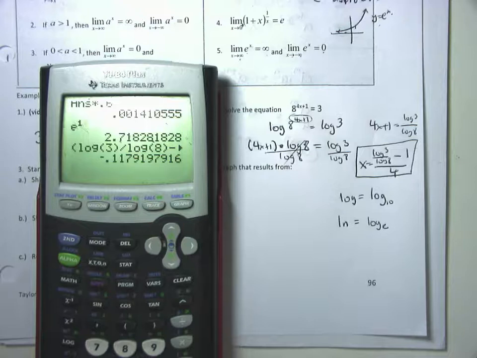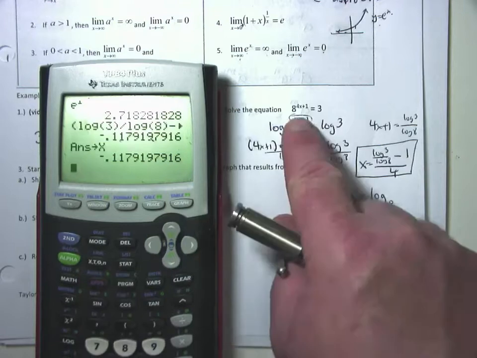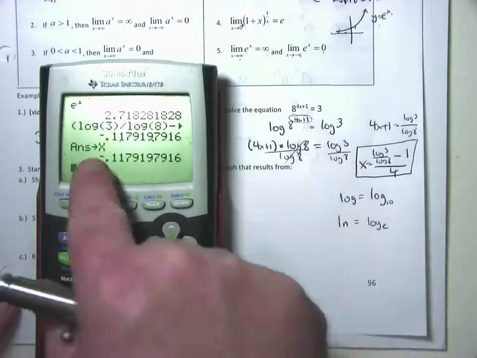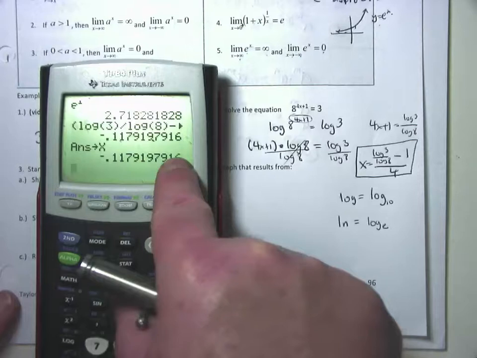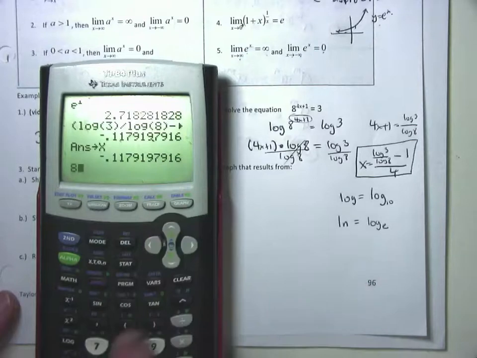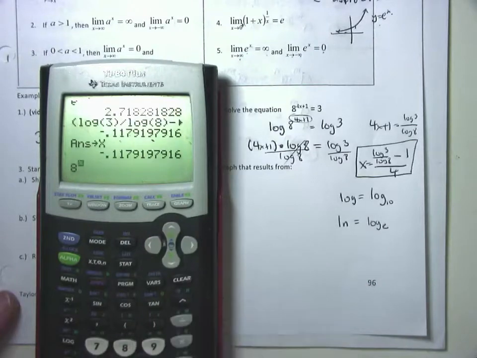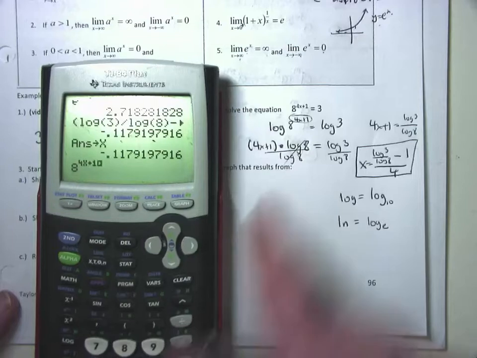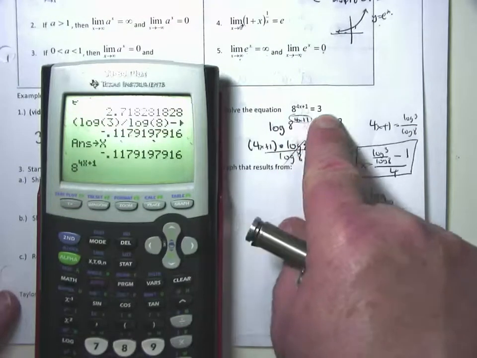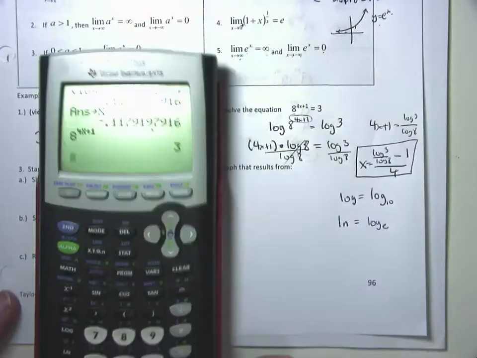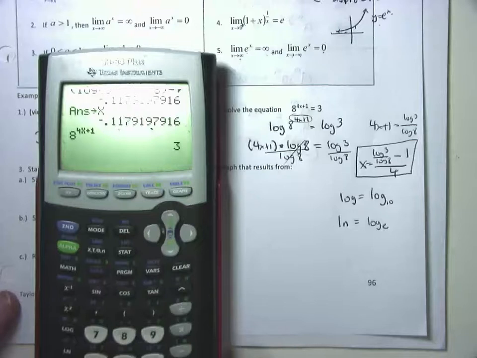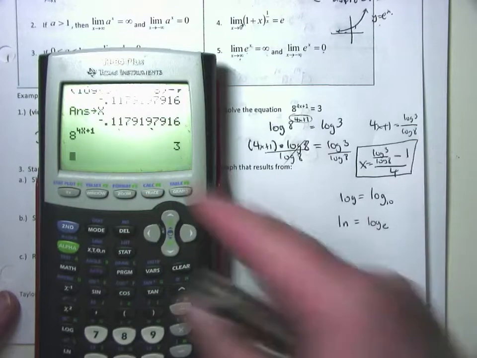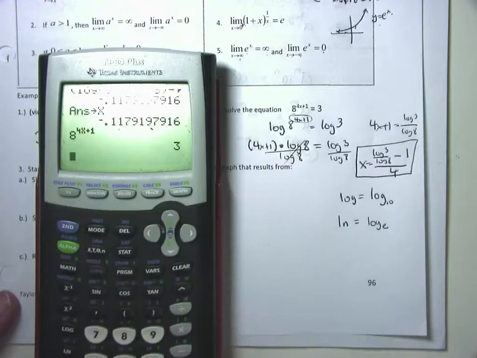I can do this. Let me store this under X or something like that. If I go back and plug it in here, every time the calculator sees X, it sees this number here. If I take 8 and raise it to the 4X plus 1, you know what I should get? 3, and I do. This is the value of the X that actually solves it. Does that make sense?